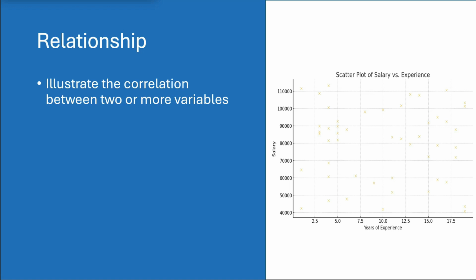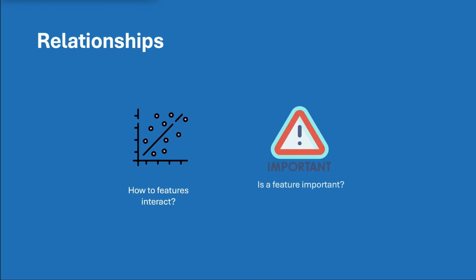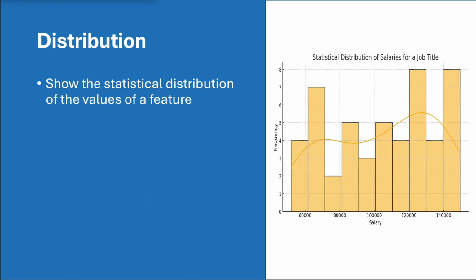For example, the scatter plot illustrates the positive correlation between the salary and years of experience. These visualizations highlight interaction between features, their significance, and any outliers. The third type is distribution visualizations, which depict the statistical distribution of a feature's value. Histograms are a common example, helping us identify the most frequent values.